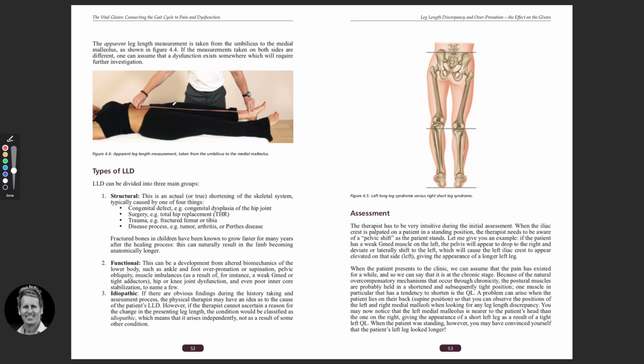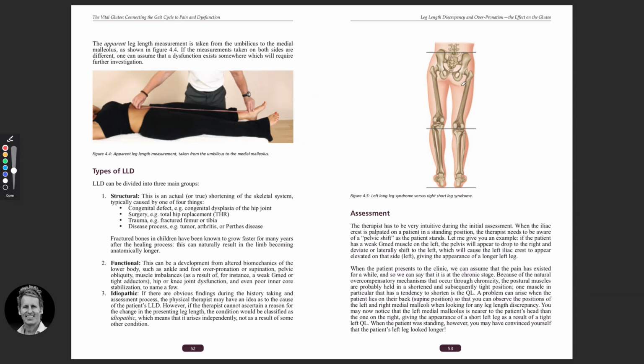If that leg appears longer, then the ASIS might actually appear to be inferior. So there might be an anterior rotation on this side, whereas this innominate is going posterior. So it's going that way. Maybe that's why the leg looks shorter on that side, and the other side is anterior, which is maybe why the leg appears to be longer. There are many reasons why. You can see some structural reasons why we've got a true leg length discrepancy. We can have a functional, idiopathic, and so on. You can have a read of this in your own time.